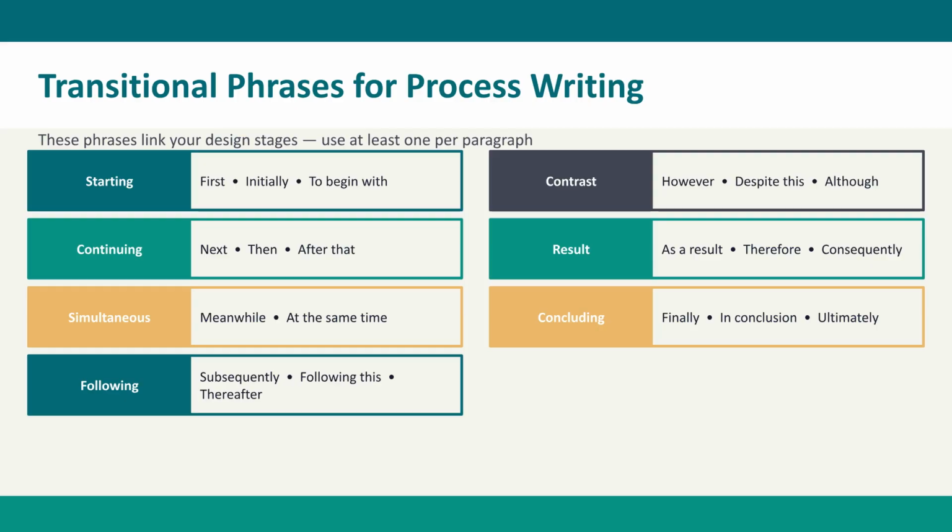Contrast. However, despite this, although. These are critical for honest writing. If something didn't work, use a contrast transition to introduce it. "However, the first prototype revealed a significant structural issue." Result. As a result, therefore, consequently. Use these to connect a problem to its solution, or a decision to its outcome. "As a result, the base dimensions were redesigned for greater stability." Concluding. Finally, in conclusion, ultimately. Save these for your last stage, and your concluding paragraph. "Finally, the completed lamp was assembled from bamboo veneer and hand-stitched rice paper."